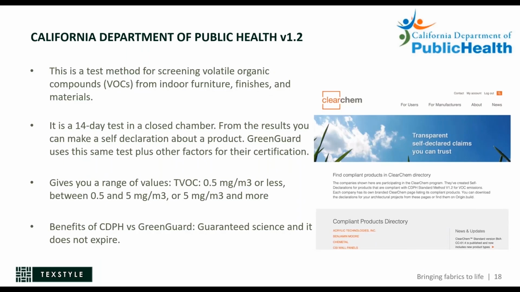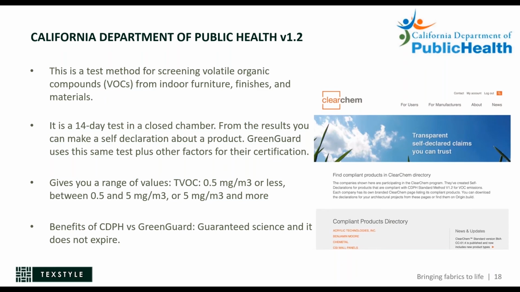The California Department of Public Health, CDPH version 1.2, is a test method. And the way that this came about was the city of Sacramento government was trying to build a building, and they did a bunch of studies about the health of the employees, the air that they were breathing. And their study had more to do than just VOCs. It had to do with line of sight to outside. It actually was the basis for a lot of LEED credits.